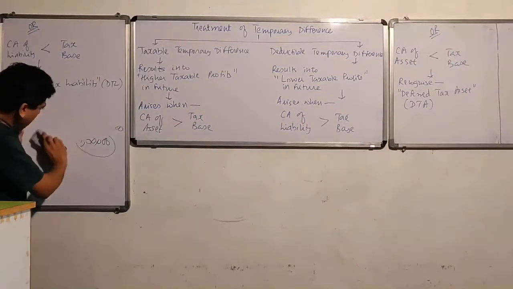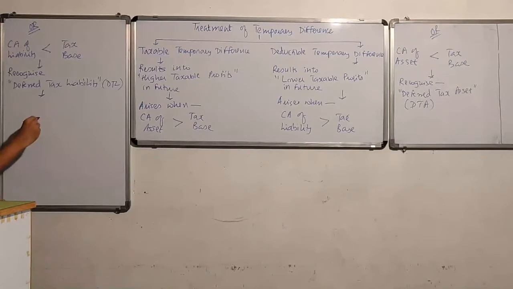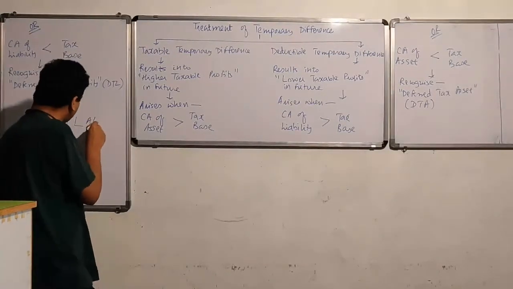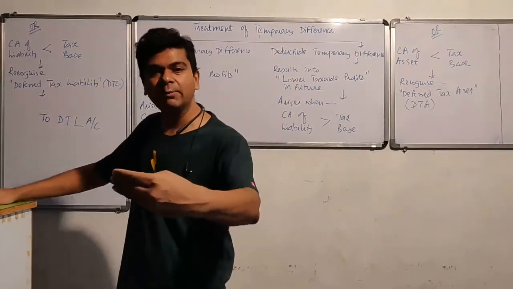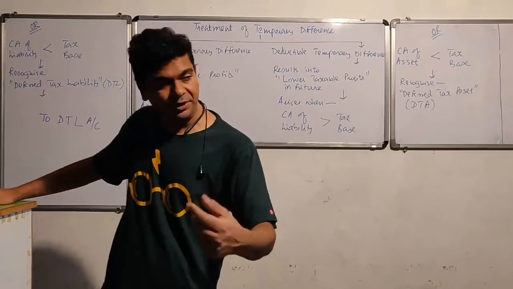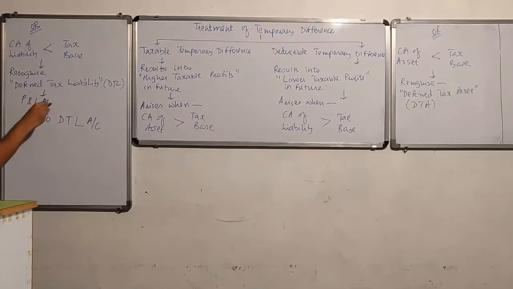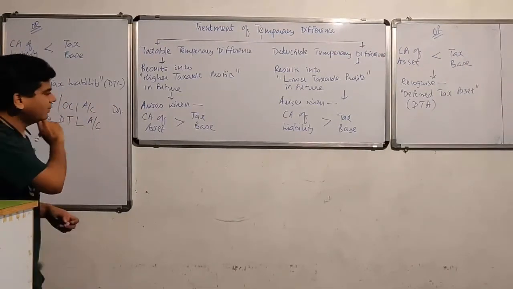Finally, what should be my accounting entry to recognize the DTL? Of course, DTL is a liability, so naturally the liability account will be credited. So my accounting entry naturally will be to deferred tax liability. What will I debit? You will debit profit and loss account or other comprehensive income account.